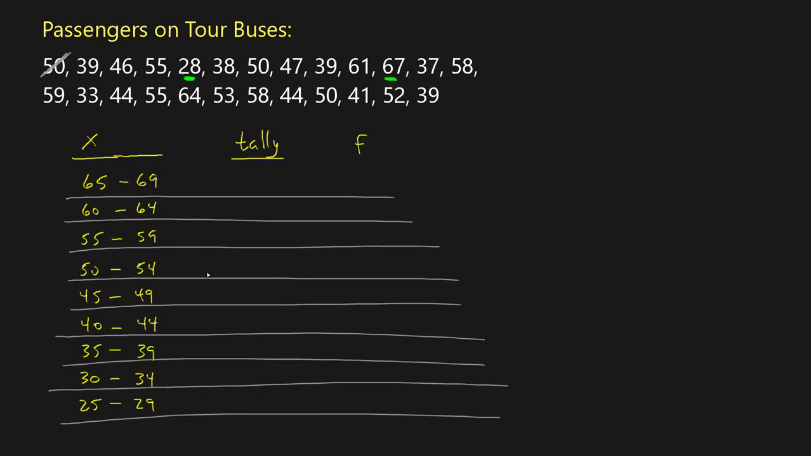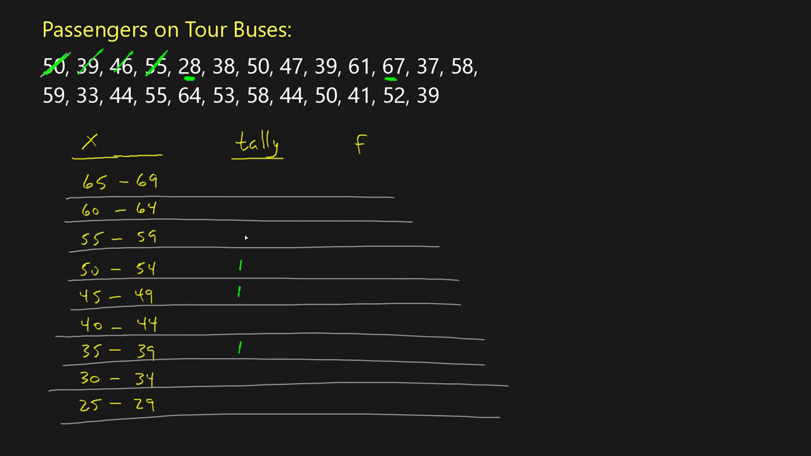Okay, so next to the 50s, I'm going to have a tally mark there. So I've dealt with the 50. And then I'm going to go to the next number, 39. So 39, where does that happen? That's right there. And then 46. 46 is right there. I'm doing this so that I can systematically go through my data and make sure that I don't miss a single thing.